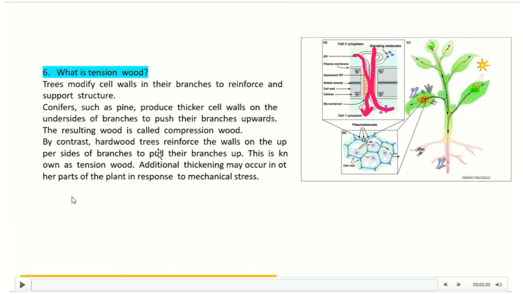And if you see the hardwood trees, they reinforce the walls on the upper side of the branches to pull their branches up. This is known as tension wood. So if the question asks, you can answer tension wood.